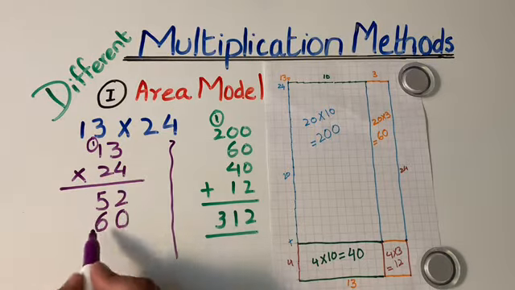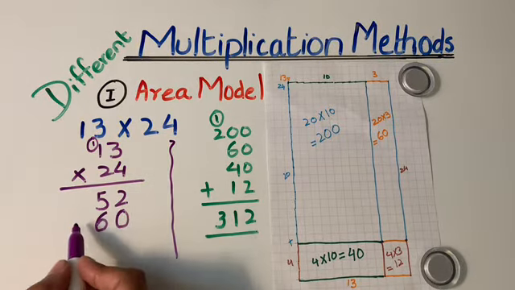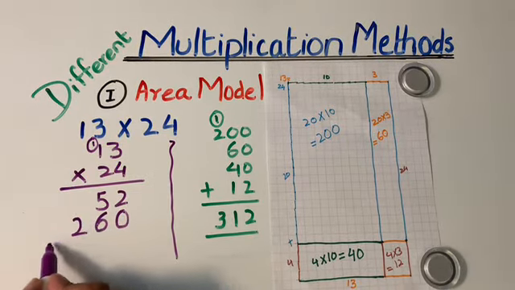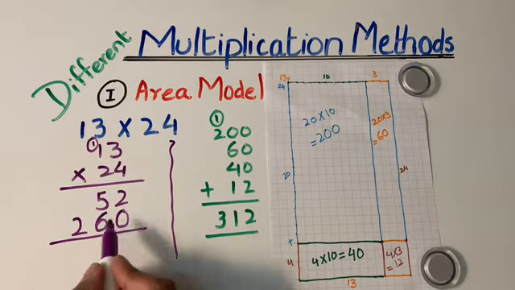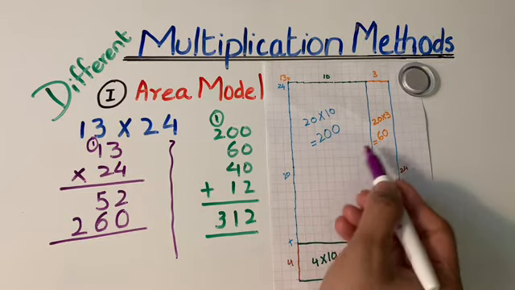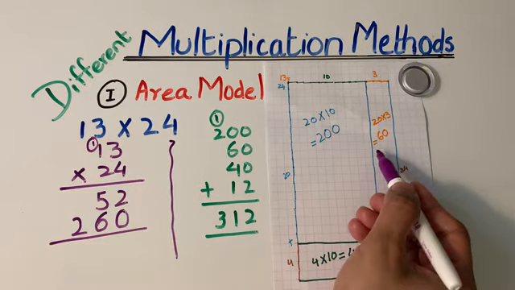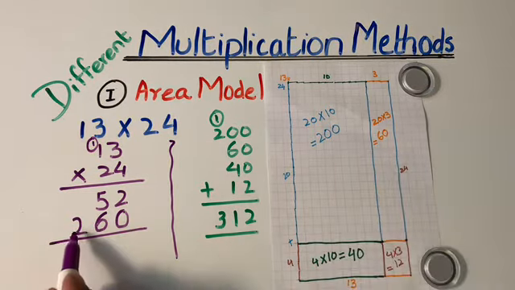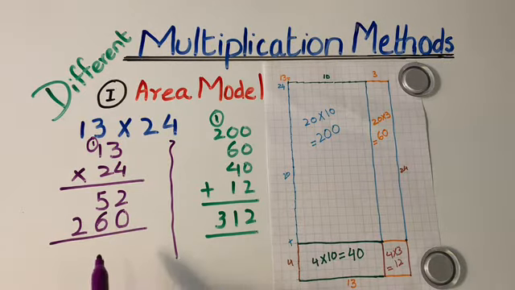2 times 3 is 6, and 2 times 1 is 2. So 260 means 200 plus 60. So these two sections, the area of these two sections, when we combine them, we will get 260.